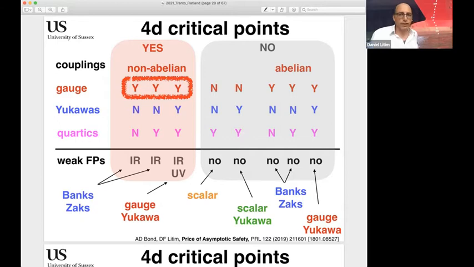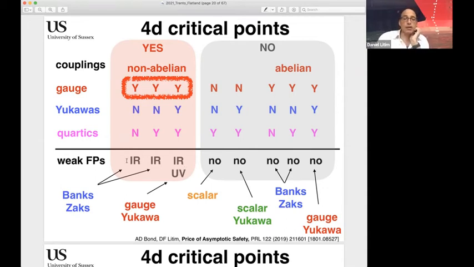So a key first feature is to observe that non-abelian gauge interactions turn out to play a crucial role in all of this. So we see in all cases where fixed points can be found, non-abelian gauge interactions need to be present. Now, the other important piece of information is given down here where it says IR or UV. So this is telling you whether these fixed points can be infrared or ultraviolet.